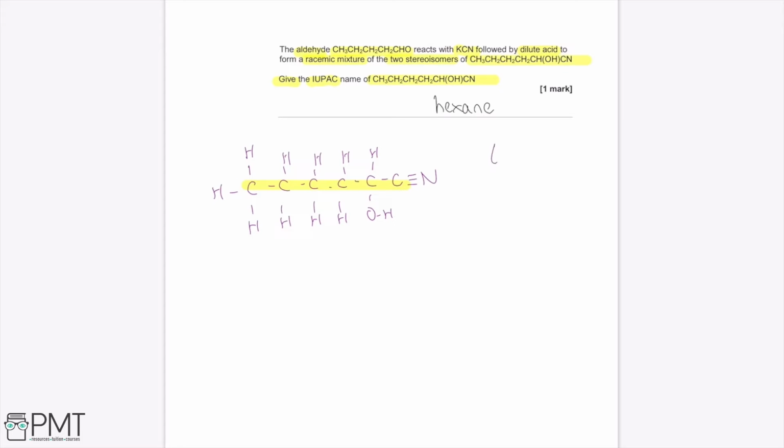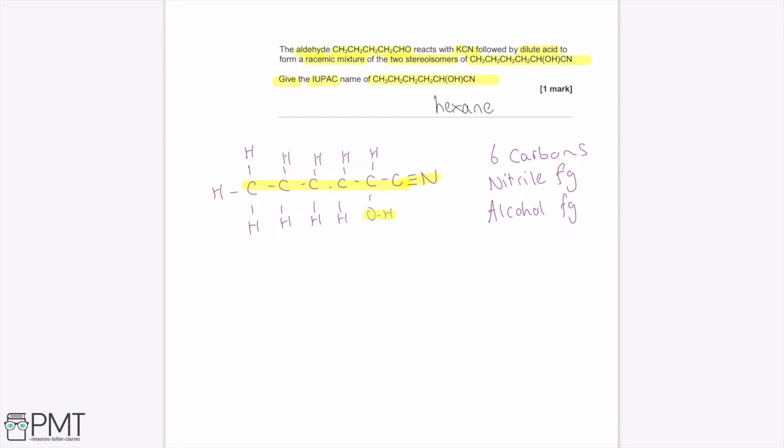Now we also have a nitrile functional group, shown by the C triple bonded to the nitrogen, but we also have an alcohol functional group. Now in this case, the nitrile takes priority and is on carbon 1.